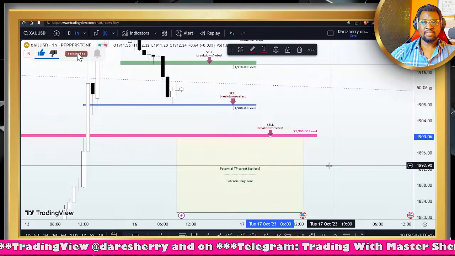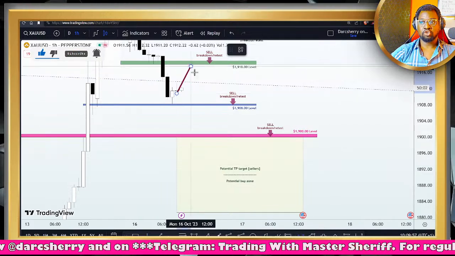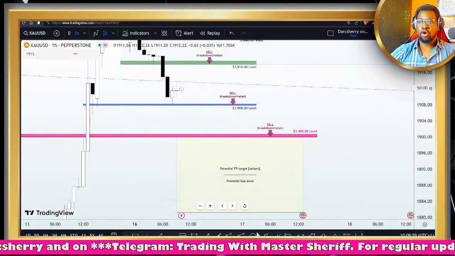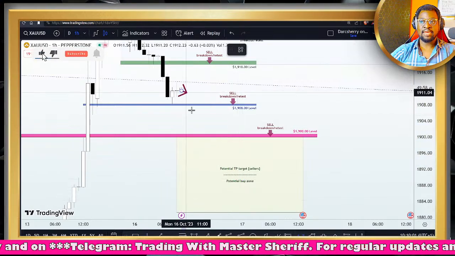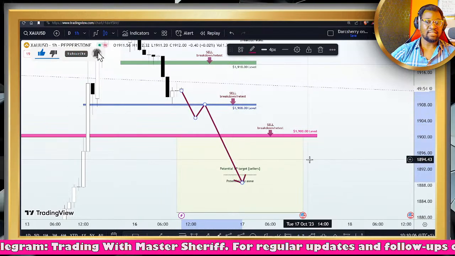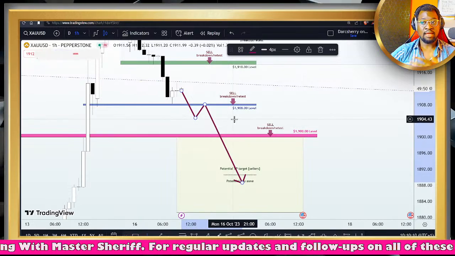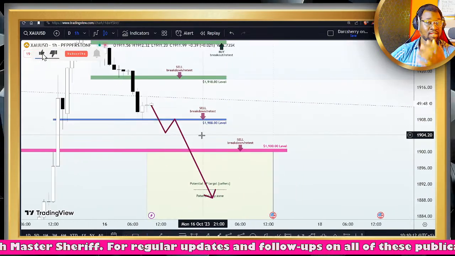So let's see, at this point in time, we are waiting for either the retest of structure to join the downtrend, or we look forward to the breakdown retest of the 1,908 to join the downtrend continuation. So that is how we are going to be managing our sell positions here.